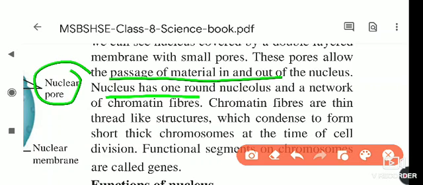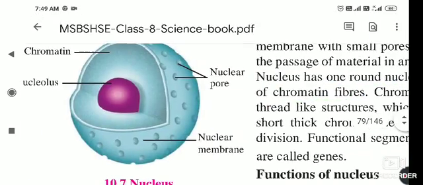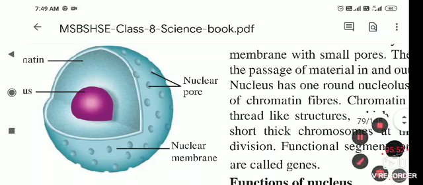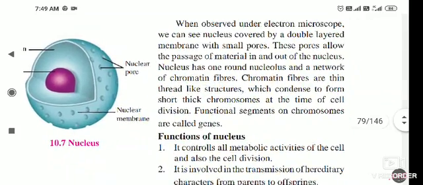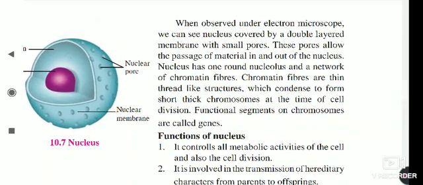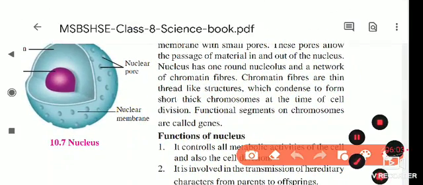Now, the nucleus has one round nucleolus and a network of chromatin fibers. Fibers means thread-like structures. The chromatin fibers are thin.